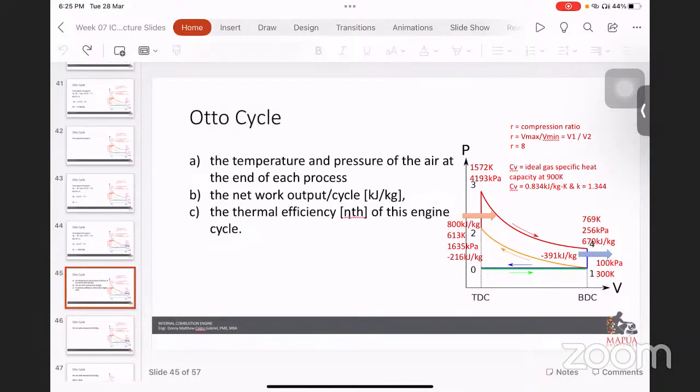So first, nakuha natin, first question is the temperature and pressure of air at the end of each process. So na-calculate natin yung temperature at saka yung pressure ng air at points 1 to 4. Ang susunod na question ay net work output. Ang net work output is the sum of all work. Remember, at point 1 to 2, meron kang negative work. At point 3 to 4, meron kang positive work. What is the total amount of work given? So you have to sum those things up.